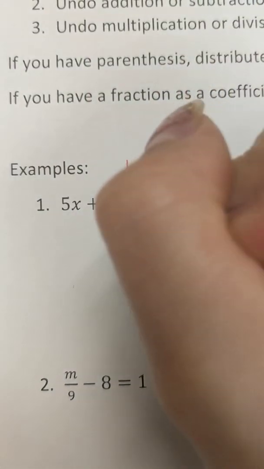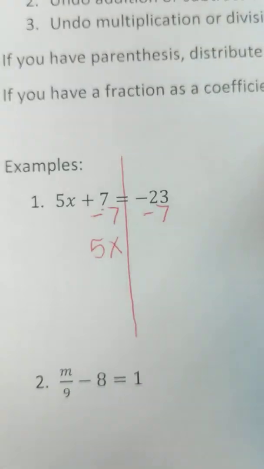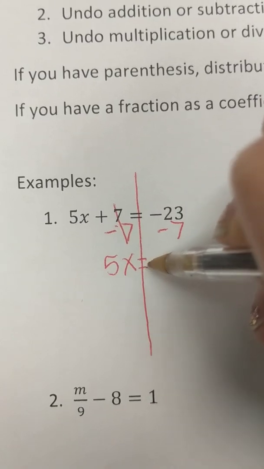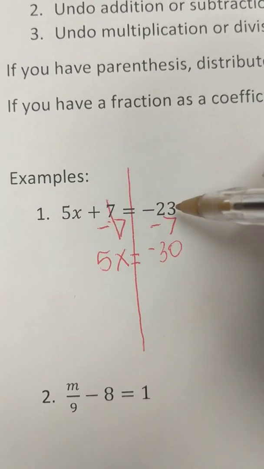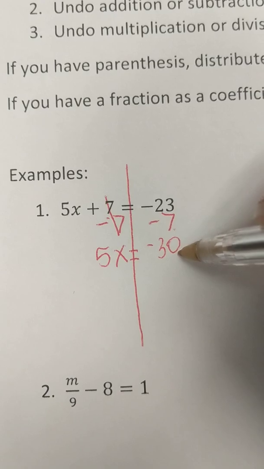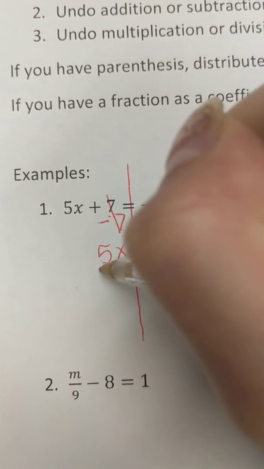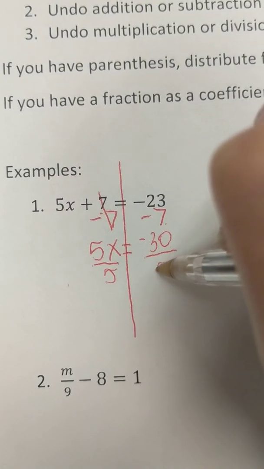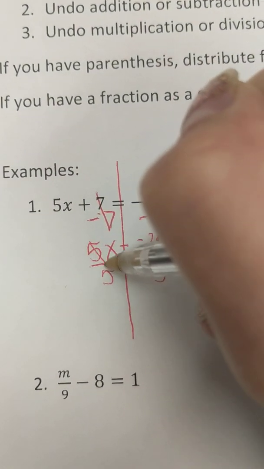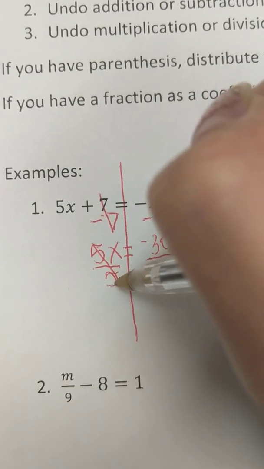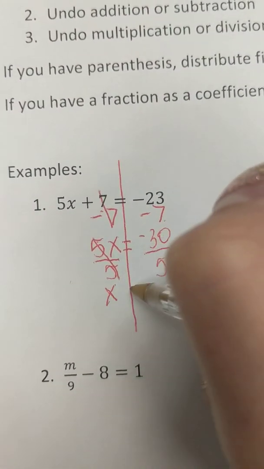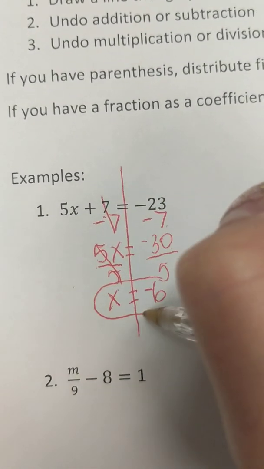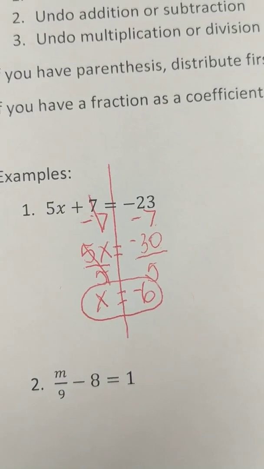So 5x, but the 7 and minus 7 cancel each other out, equals negative 23 minus 7, which is negative 30. Now I have multiplication, so I'm going to divide by 5 and divide by 5. Those will cancel out because 5 divided by 5 is 1. That leaves me with just 1x, or x, equals negative 30 divided by 5, which is negative 6. So x equals negative 6.